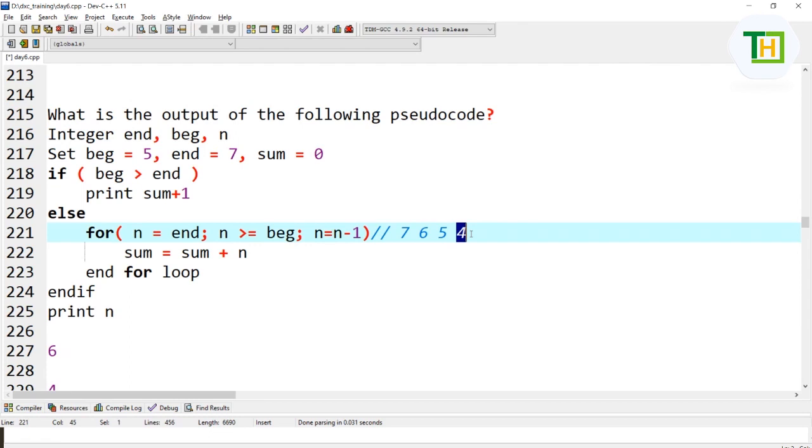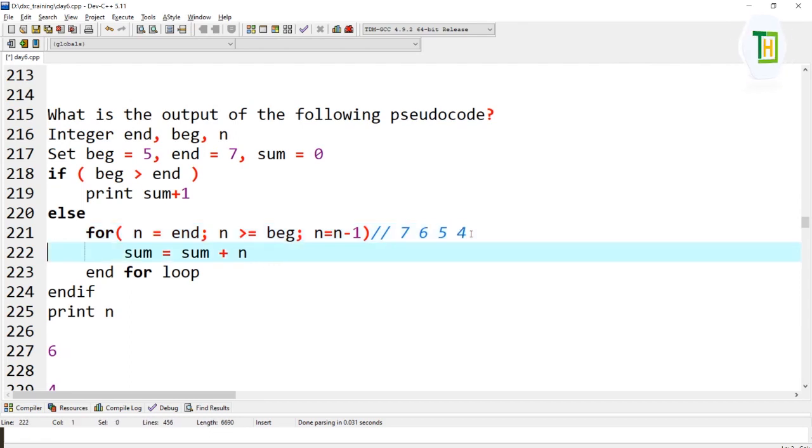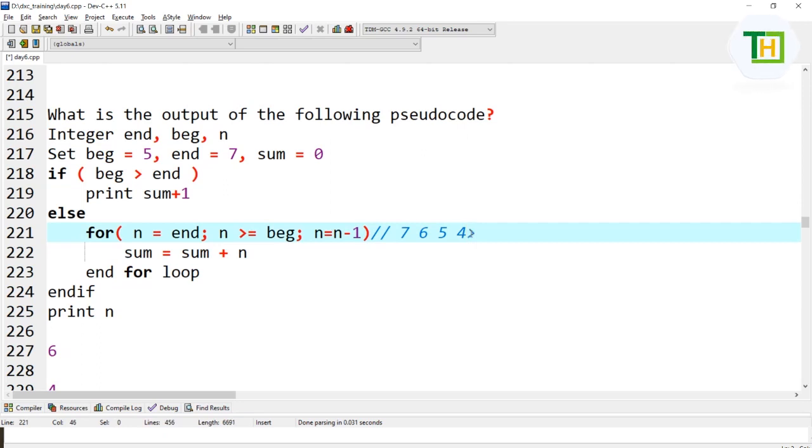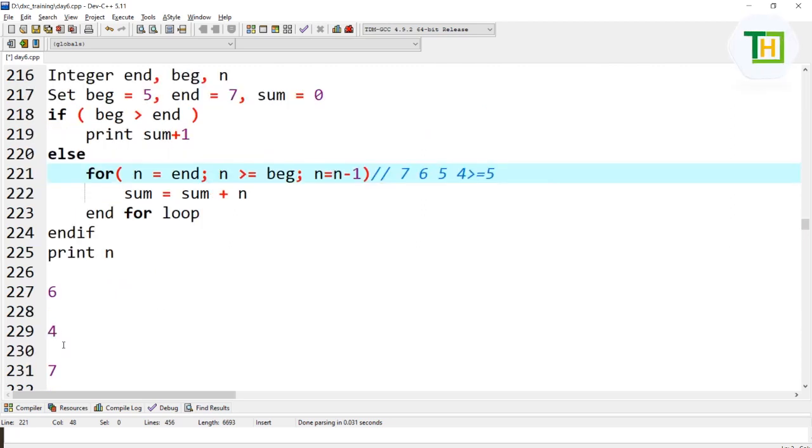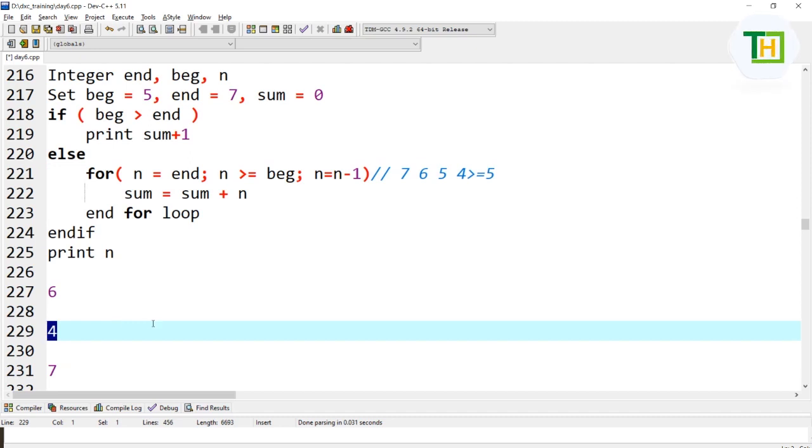And finally after the loop, what is the n value? n value is 4. Then only it will be false. Is 4 greater than or equal to 5? That is false, right? That's why it is not printing any sum or anything. What is the n value after this loop? n value is 4 here.